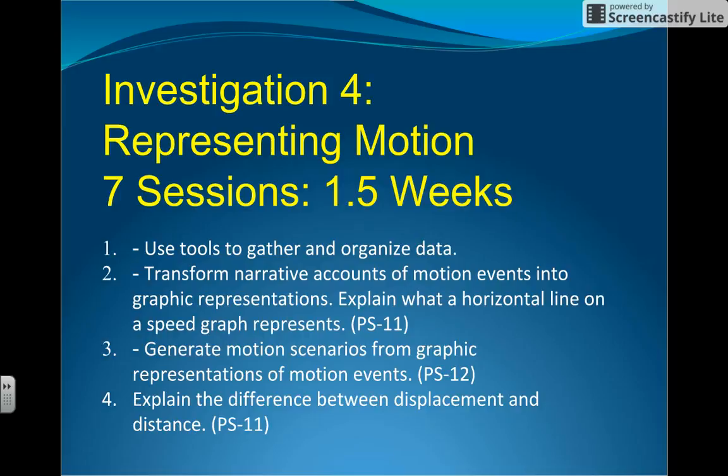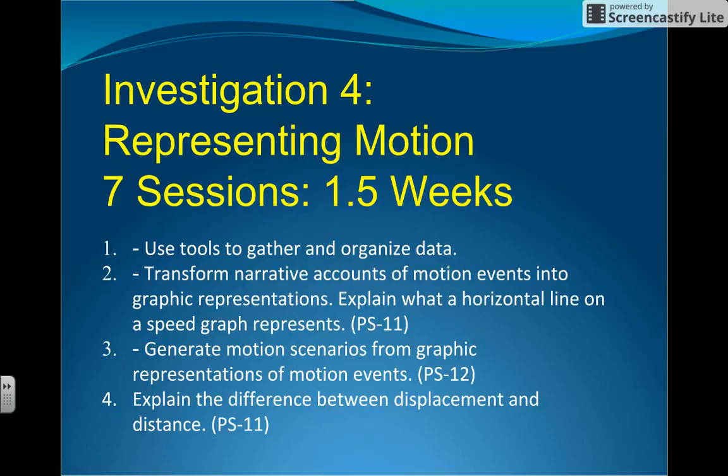So this is the first time that they're not just doing a single leg motion event. At this point, they've only done average speed. And now they're finally going to start to talk about there being multiple legs for each motion event. They'll also talk about how a horizontal line on a speed graph represents no movement. They'll come up with motion scenarios from graphic representations of motion events, and they'll also have to be able to create graphic representations from the motion scenarios.